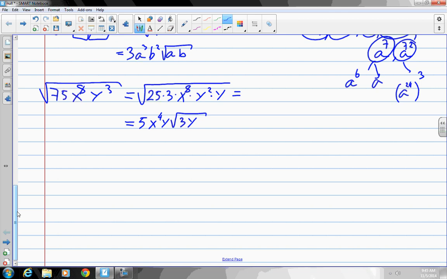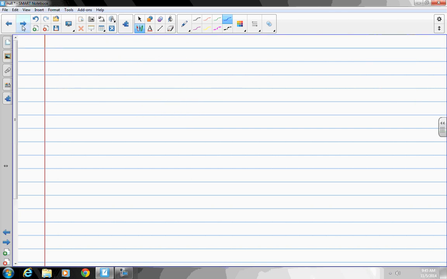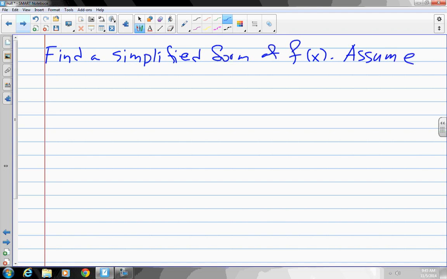So here's an example of what I'm trying to say. Now I have the set of exercises that says find a simplified form of f of x. Assume that x can be any real number. So this is where we have to be kind of careful. We have to pay attention to the absolute values and so forth.